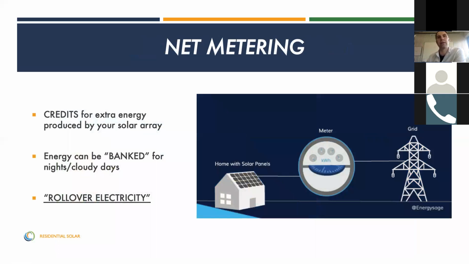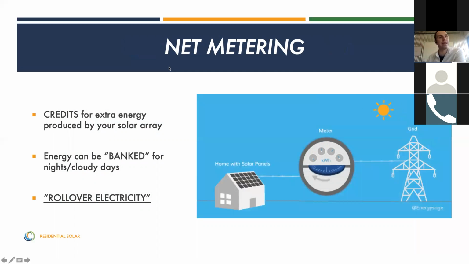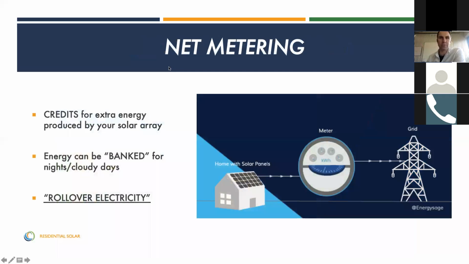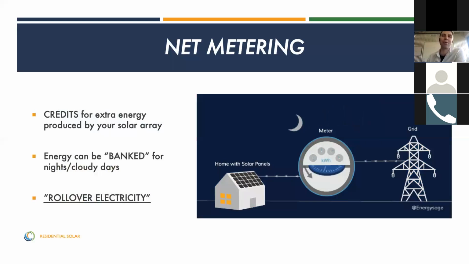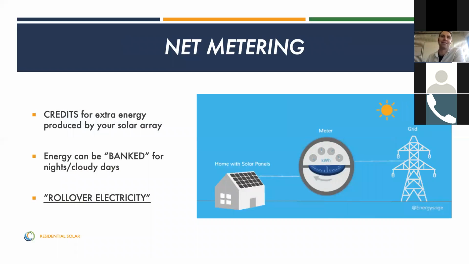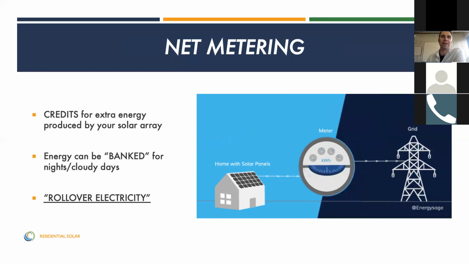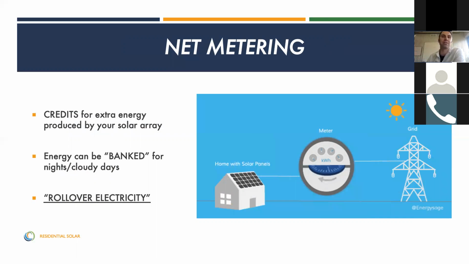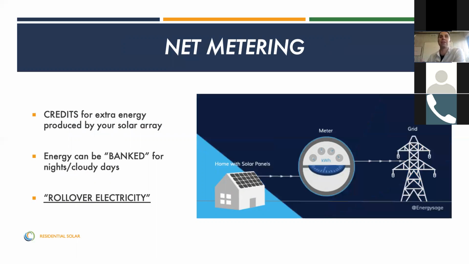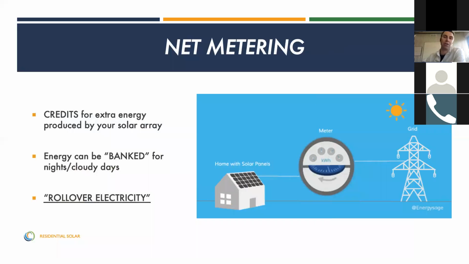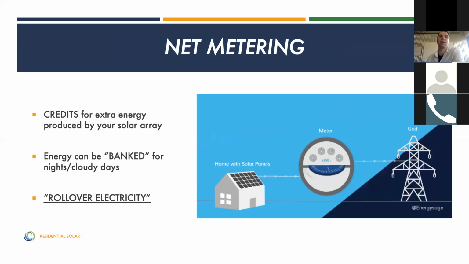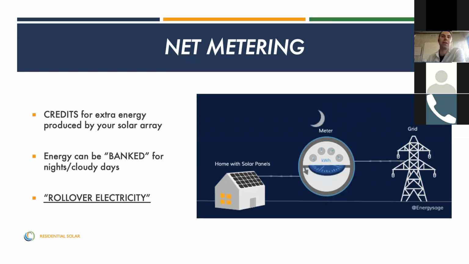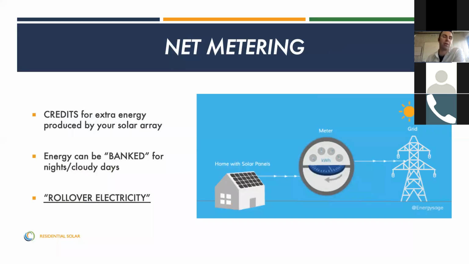Net metering can get pretty tricky pretty quick, but basically an easy way to think of it is what we call rollover electricity. If you remember rollover minutes on a cell phone, essentially, if your solar array produces more electricity during the day than you need, it gets exported to the grid, you get a credit for that, and then when you need to take in electricity off the grid, your meter dials forward, and then you just have to pay the utility for whatever the difference is.